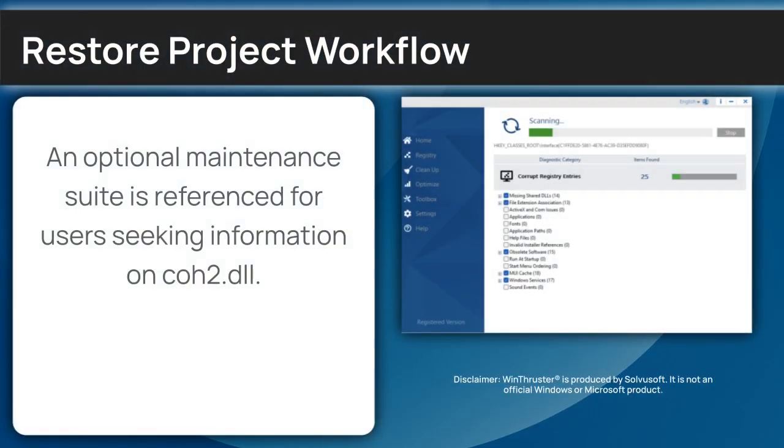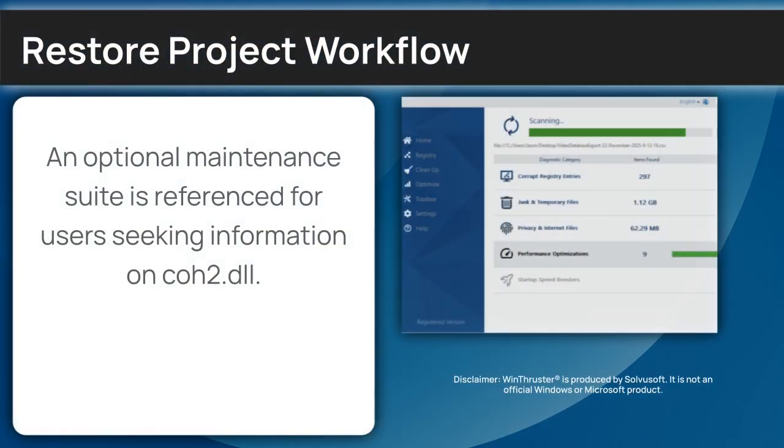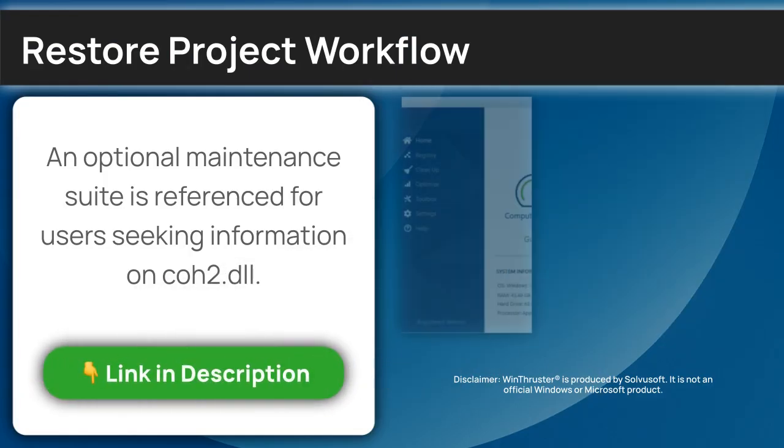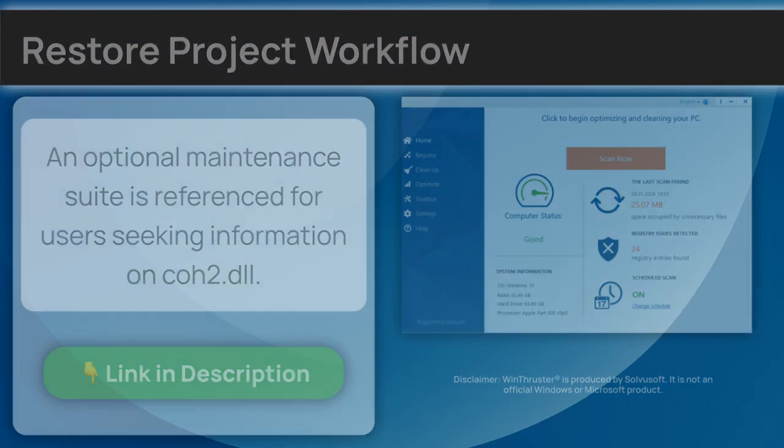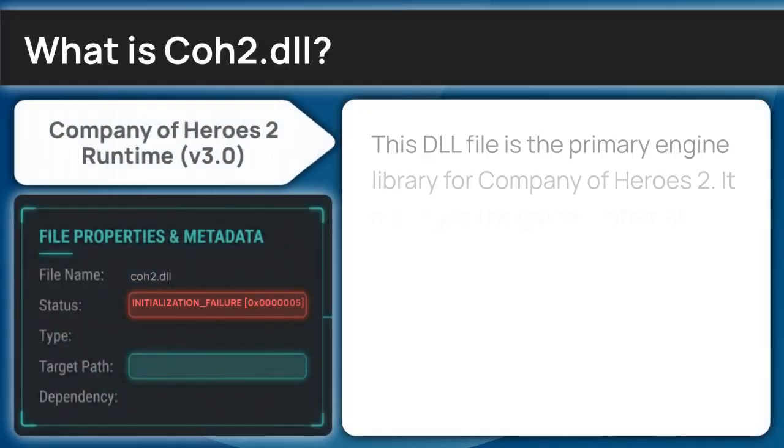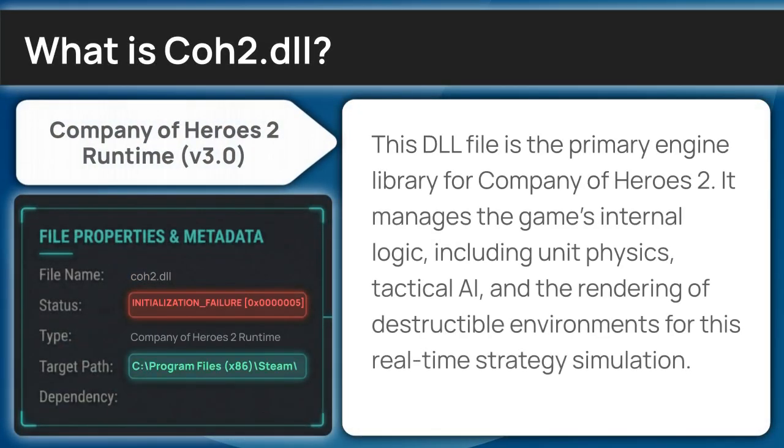As we get into the manual process for the Company of Heroes 2 module, you can find a professional maintenance utility for environment stability. This DLL file is the primary engine library for Company of Heroes 2. It manages the game's internal logic, including unit physics, tactical AI, and the rendering of destructible environments for this real-time strategy simulation. With that background out of the way, here is how we actually restore the missing component.